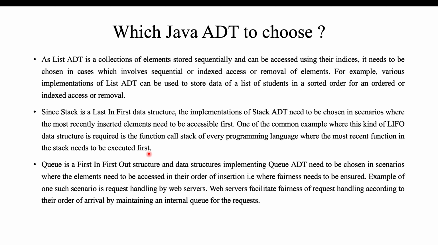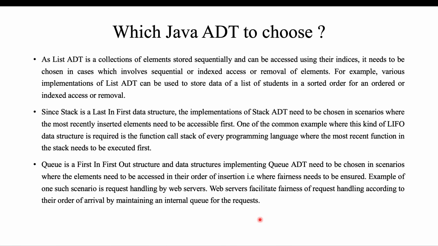Now queue we can use in the service handling by the web servers. Whenever we are using web servers, they facilitate the fairness of request handling according to the order of arrival by maintaining an internal queue for the requests. Suppose we are sending several requests to a server from different machines, whichever request is received first would be served first. So web servers generally follow a queue.